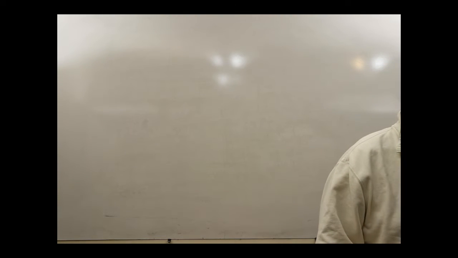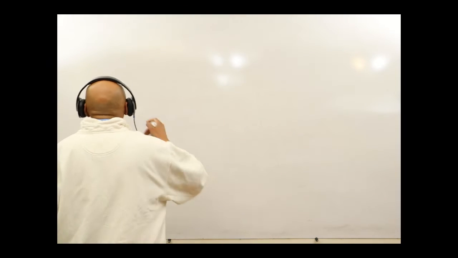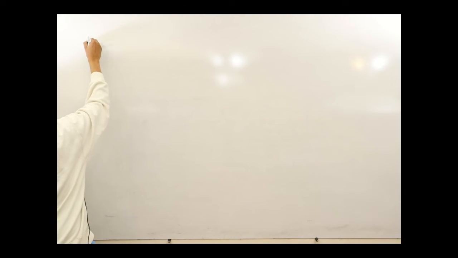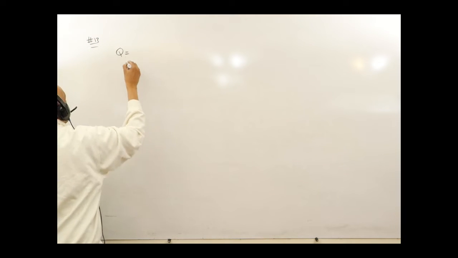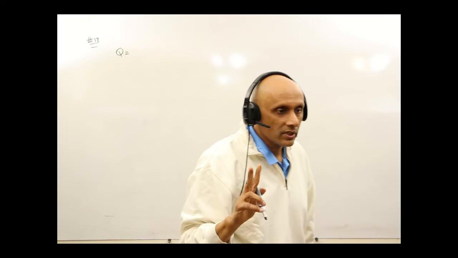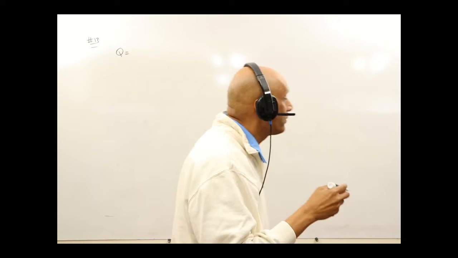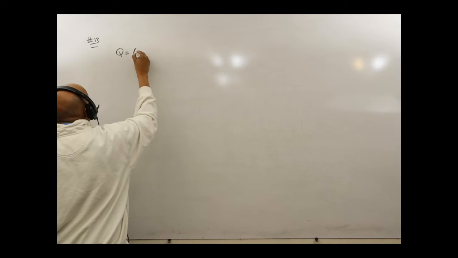Okay, so in this problem, I'm going to be doing question number 13. We're told that there are two charges. Q1 has a charge value, and I'm going to use two significant digits only, so it's 4.0 coulombs.